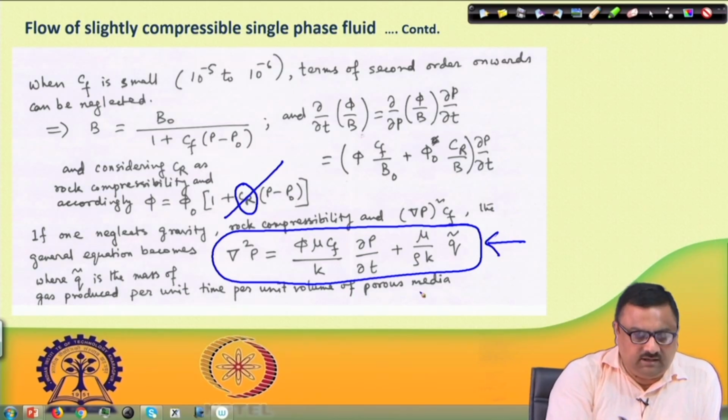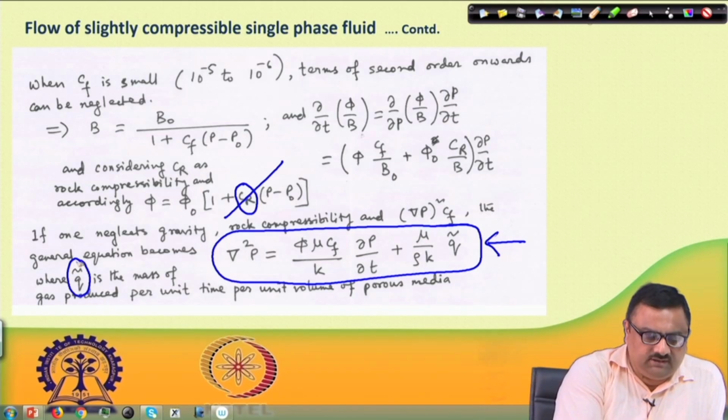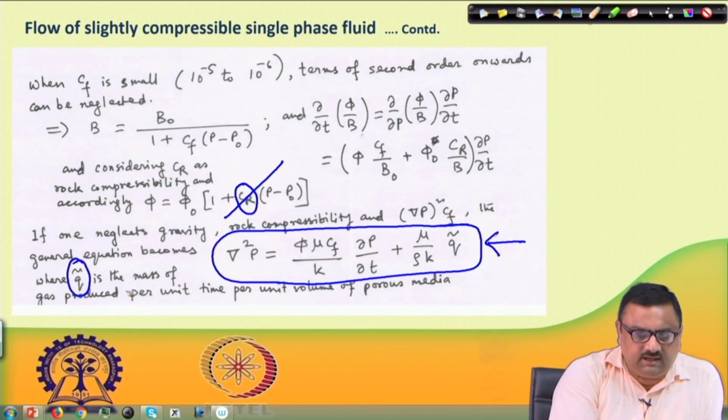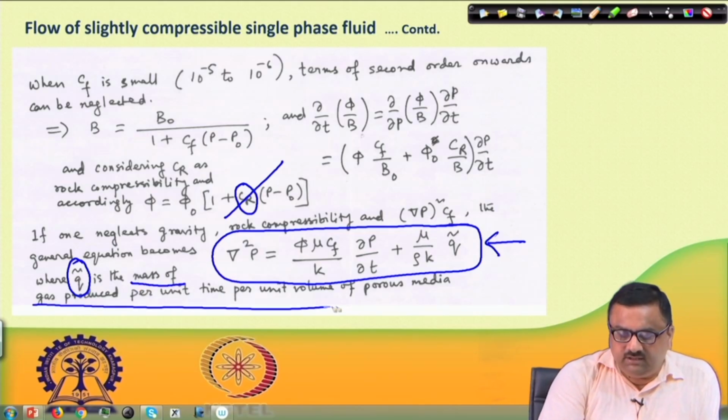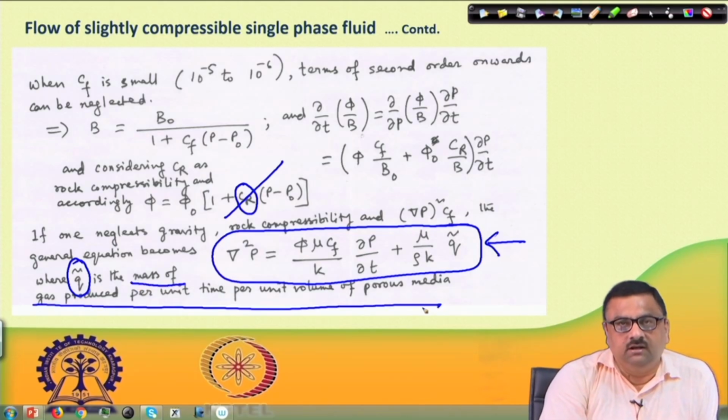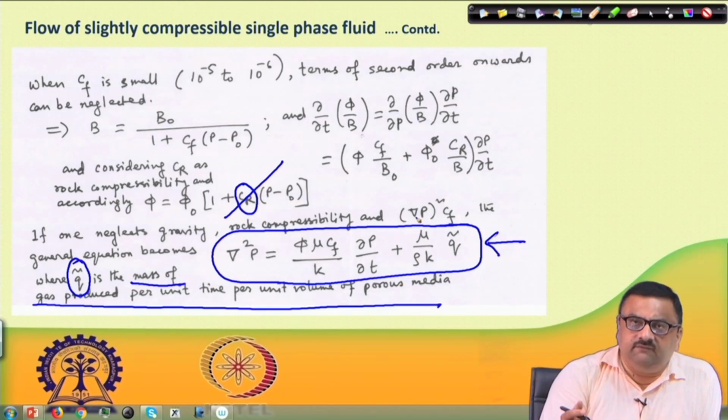And here we are writing it as Q with a tilde, because Q tilde is now not the volumetric flow rate as we had done earlier. Q tilde would be the mass of gas produced per unit time per unit volume of porous medium. Okay, so this is the master equation, and in fact, one can solve it analytically. There are analytical solutions available in Kerr's law and Ziegler for a similar equation.